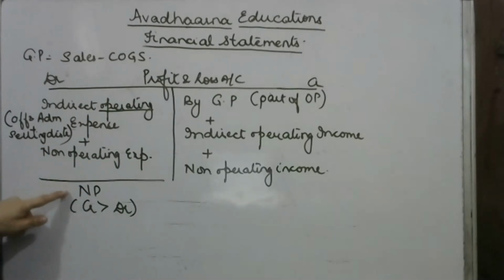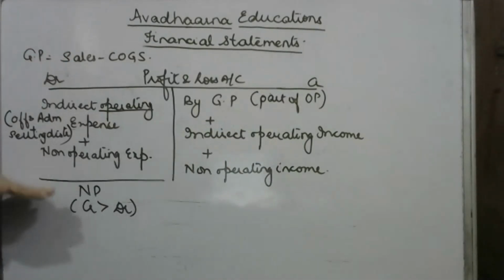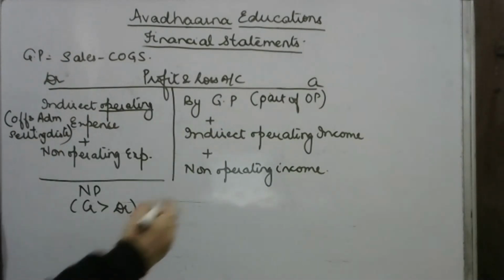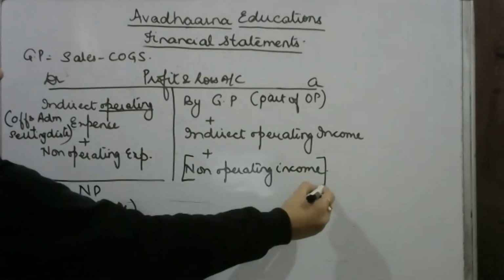ऑब्वियसली द नेट प्रॉफिट तभी आता है जब हमारी क्रेडिट साइड इज ग्रेटर देन द डेबिट साइड. फाइन. अब मुझे बेटा अगर ऑपरेटिंग प्रॉफिट निकालना है तो मैं ये जो नॉन ऑपरेटिंग इनकम है इसको हटा देती हूँ.